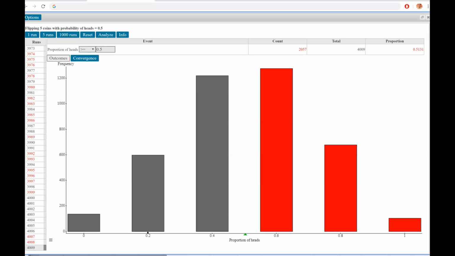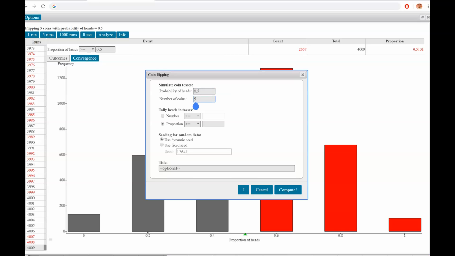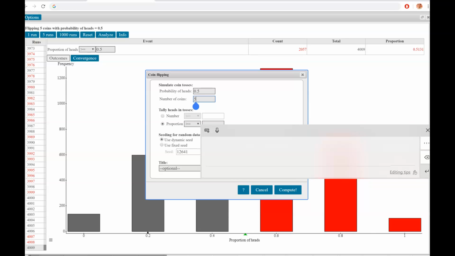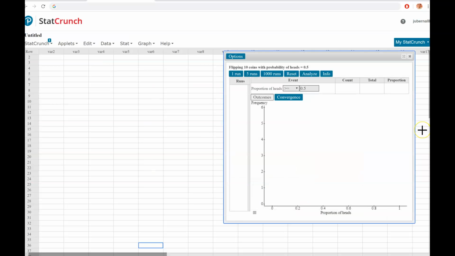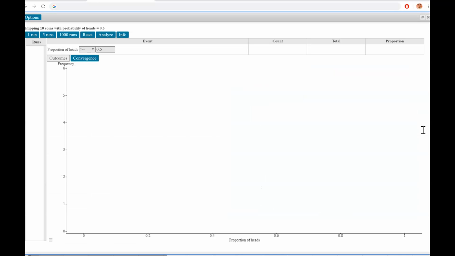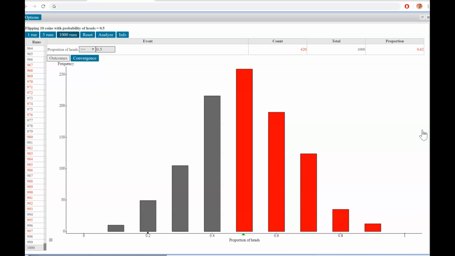Now, what I'm going to do is increase n. So I'm going to go back. And now let's say instead of flipping 5 coins, I'm going to flip 10 coins. Okay, so I'm going to do this again. I'm going to do 10 coins. Okay, so compute. Let's do this again. We're just going to do 1,000 runs. You can see that the proportions become more and more normal, okay, as n increases.